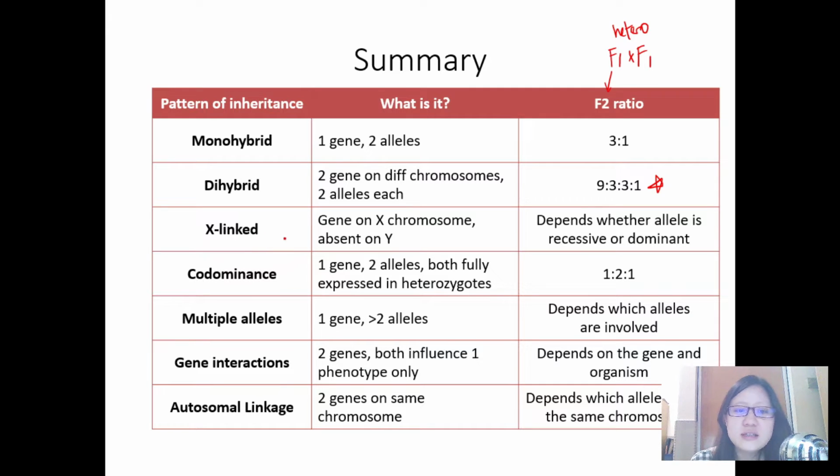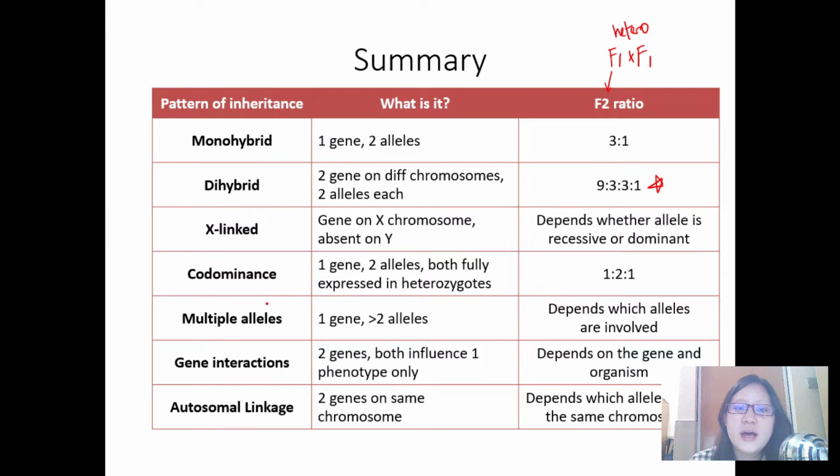The next one we learned was sex-linked, specifically X-linked inheritance. And this is the idea that the gene is on the X chromosome but is absent on Y. Now, this really depends: the F2 ratio depends on whether the allele is recessive or dominant, and whether the dad is the one with the X-linked gene or the mom. So this depends.